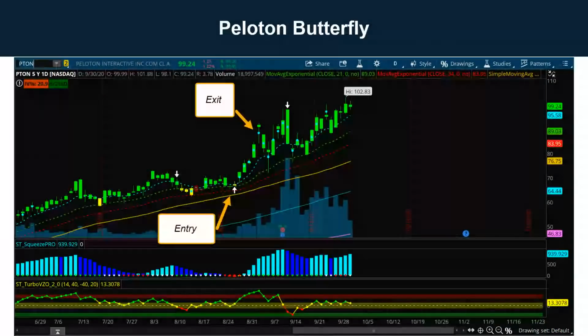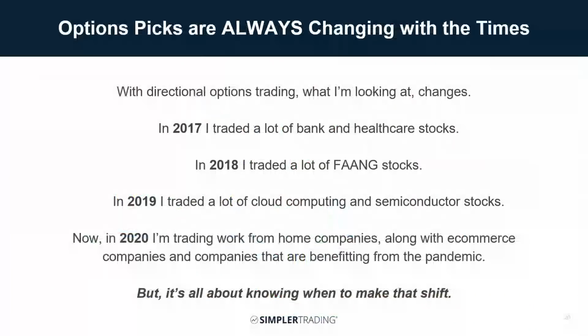So in this example, you can see, again, you have the same parameters. You have those nice stacked moving averages. You've got an entry right here. You have high volume and boom, your exit. And then of course I got back in again, and I got back in again as well.